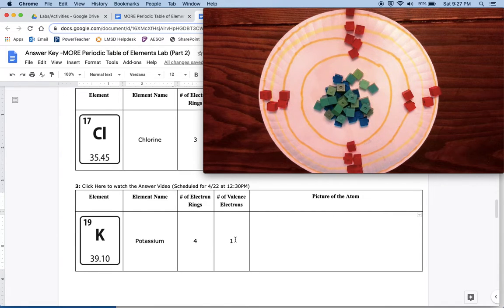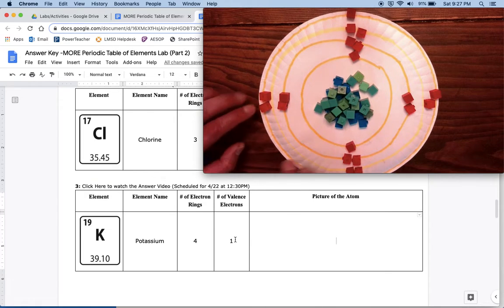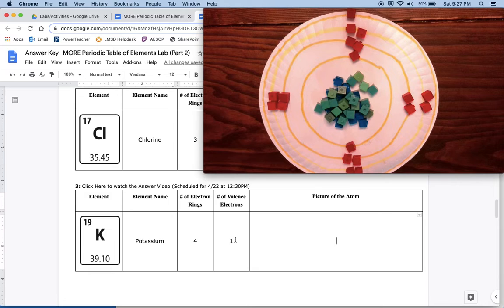All right, this should be your drawing. Oops, everything's moving around, but this should be your drawing of your potassium.